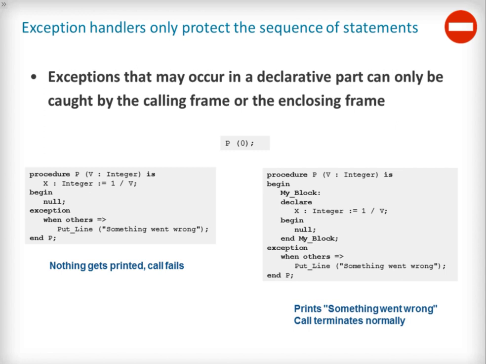In the right-hand implementation, we see a nested block with an erroneous declarative part. So upon exception occurrence, the handler specified in P will be used to handle the exception, therefore printing out "something went wrong". This is a key fact to remember when debugging exceptions, as it can be confusing as to the source of an exception if it occurs in a declarative part.